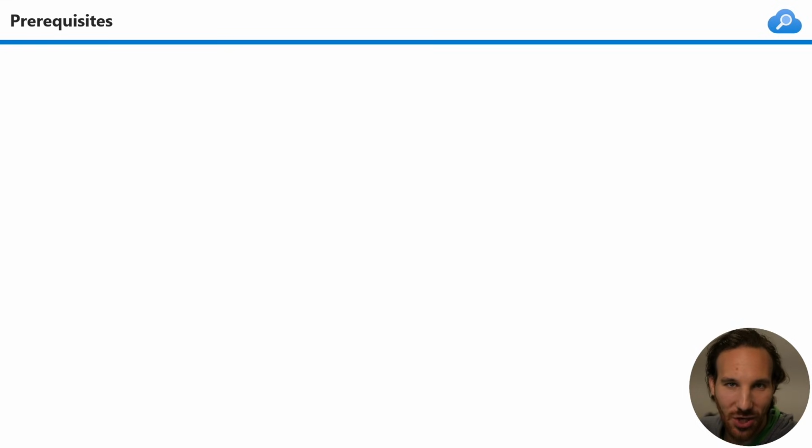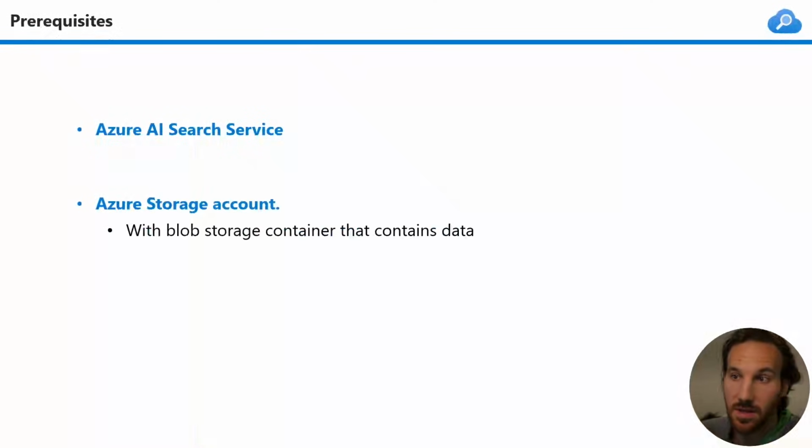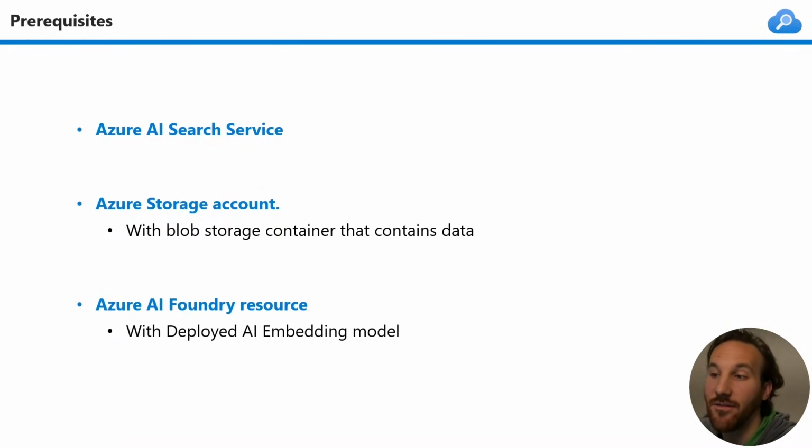Just before we get into the code, there are a few prerequisites that you're going to need. You'll need a created Azure AI Search service. You'll need an Azure storage account with a blob storage container that contains the data we plan to use. And you'll need an Azure AI Foundry resource with a deployed AI embedding model. This will be used to create our vector embeddings for our Azure AI Search index. If you don't already have these created, I've added links in the description to help you set these up.